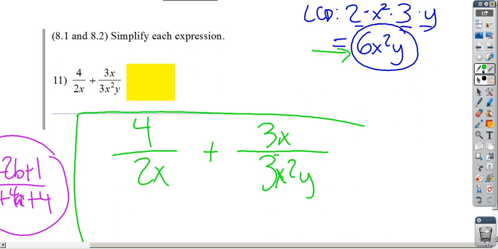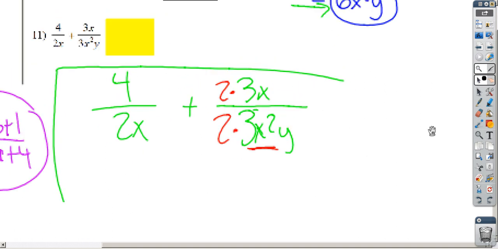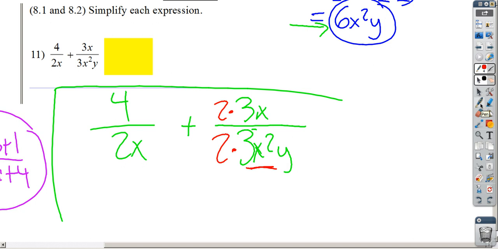So let's start with the easy one. What would make this thing right here to be 6x squared y? And the answer is if I multiplied it by 2. And I have to do the same on the top because 2 over 2 equals 1. So it's like you're multiplying by 1. That's fine. It stays the same value. Okay, the question is, what do I have to do over here to make 6x squared y? Well, I need to multiply it by 3 and by x, because x times x would be x squared, and then by y. So times 3xy. That would give me the denominator that we need.